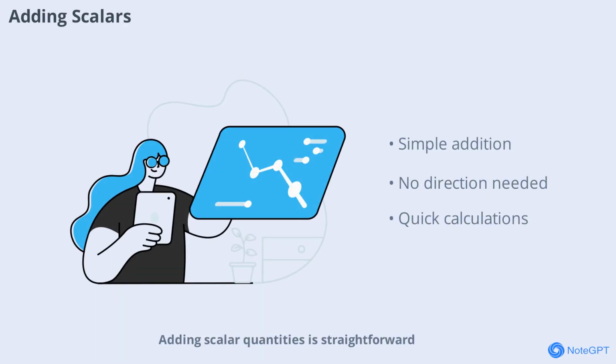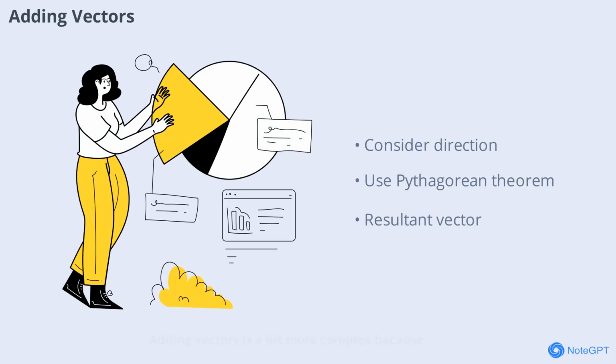Adding scalar quantities is straightforward. You simply add their magnitudes together. For example, if you have 2 liters of water and add 3 more liters, you end up with 5 liters. There's no need to worry about direction or orientation. This makes calculations with scalars quick and easy, especially in everyday situations. Adding vectors is a bit more complex because you have to consider both magnitude and direction.